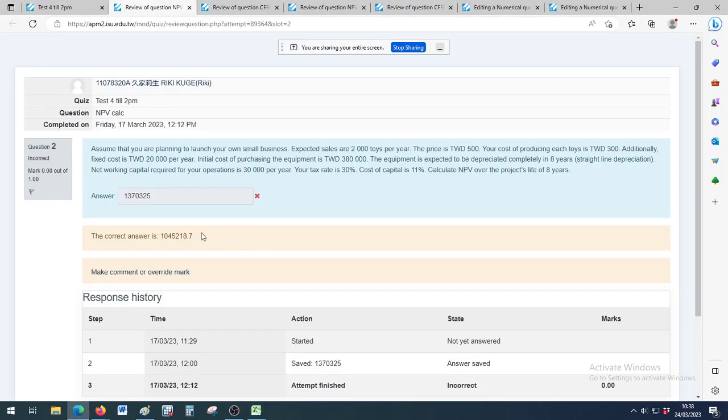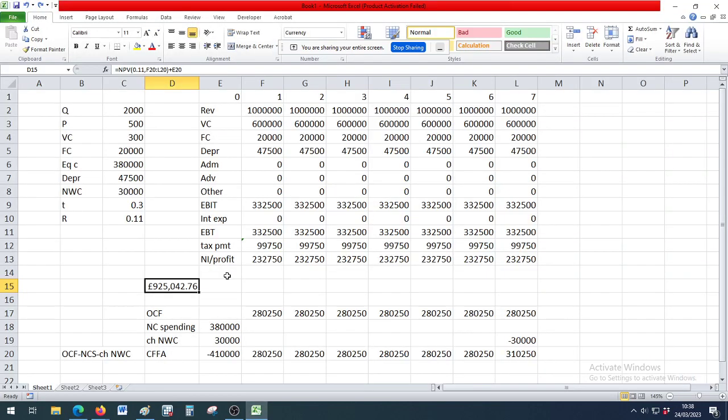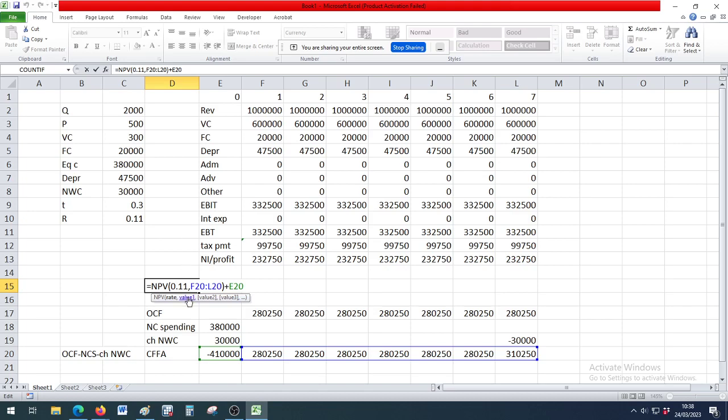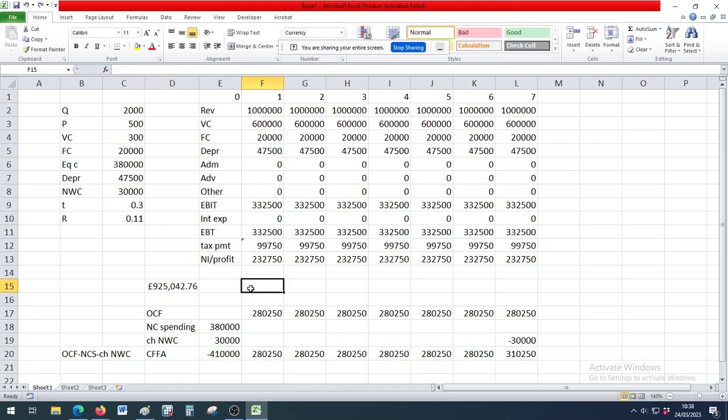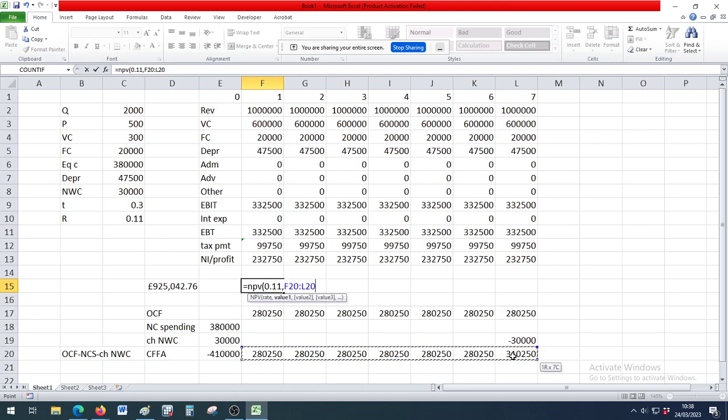Professor, the NPV formula might be incorrect, but the value is correct. The NPV formula is incorrect. Let's do it again. So equals NPV, open the brackets, the rate. The rate is 11%, 0.11, comma. Values starting from value 1. So this value 1, we don't start from value 0. Bring all the values here, cash flows from assets, close the brackets, plus the original cost of 410,000.